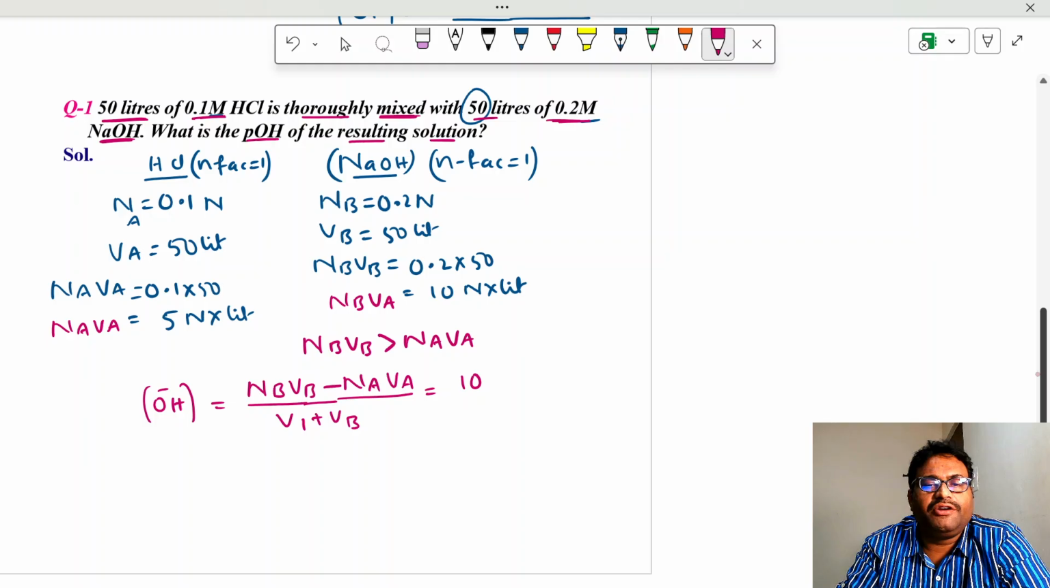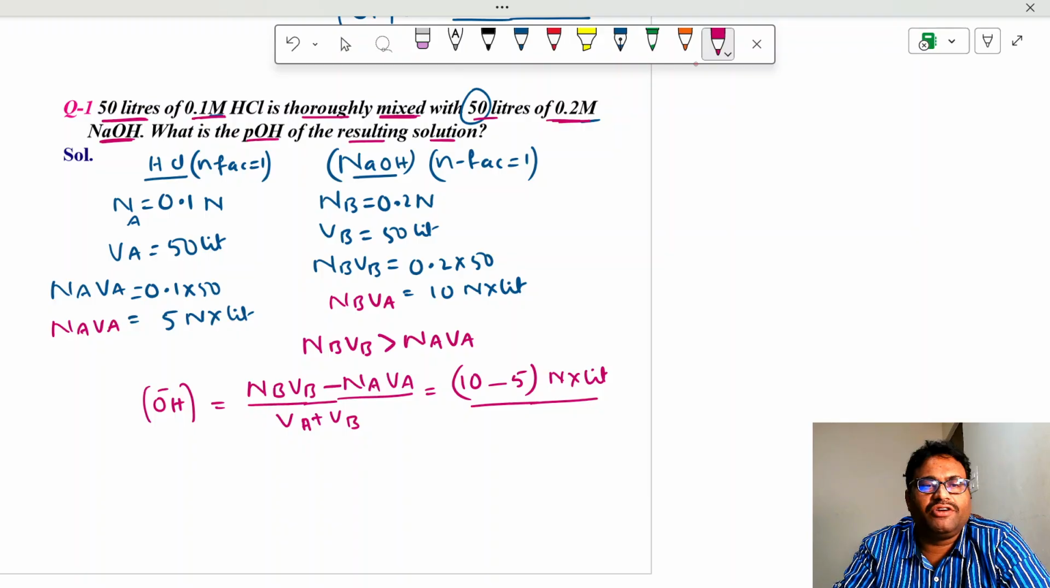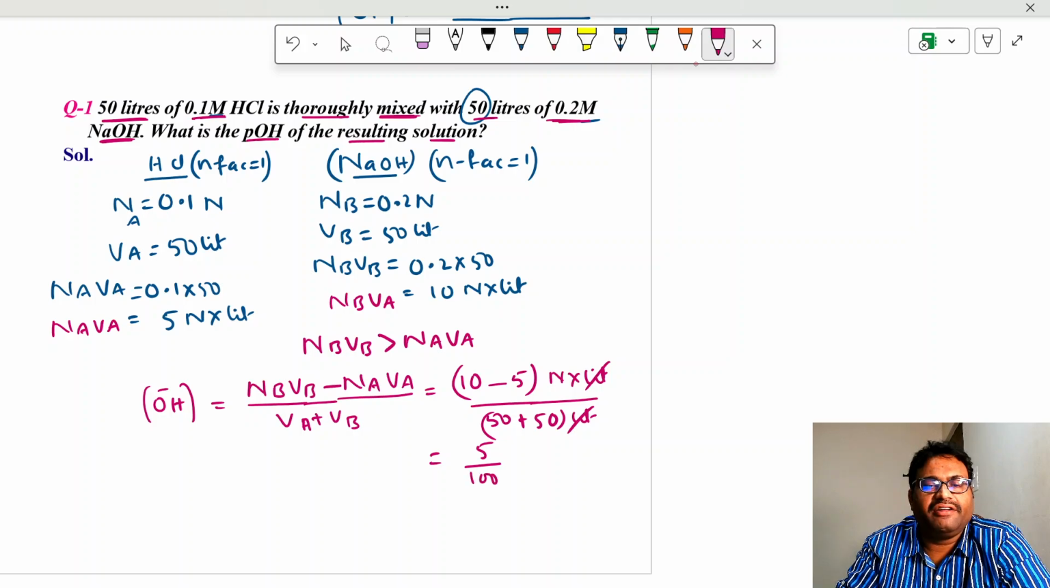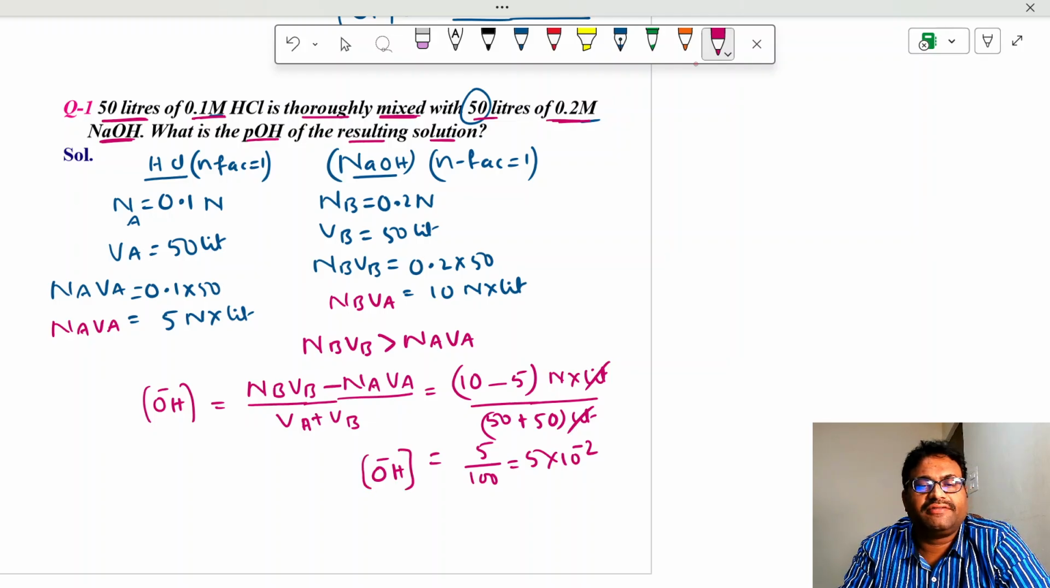That is equal to NbVb, 10 normal into liters, minus NaVa, which is 5 normal into liters, by Va plus Vb. Va plus Vb is equal to 50 plus 50 liters. So that is equal to 5 by 100, that is equal to 5 into 10 power minus 2. So that is the OH minus ion concentration.